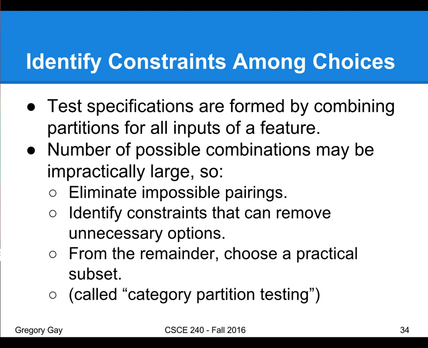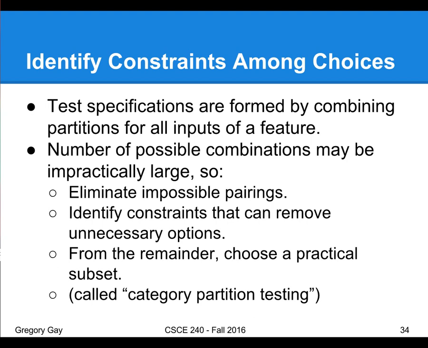But from there, your next step is to typically go through and start eliminating any impossible pairings, and then identify constraints that can remove any unnecessary options. Usually in this case, you identify any input partition that's going to cause an error to occur, right? And in those cases, it doesn't matter what else you pass in. You're just done, right? So you only need one combination with that particular input partition, rather than every possible permutation involving that particular partition, right?